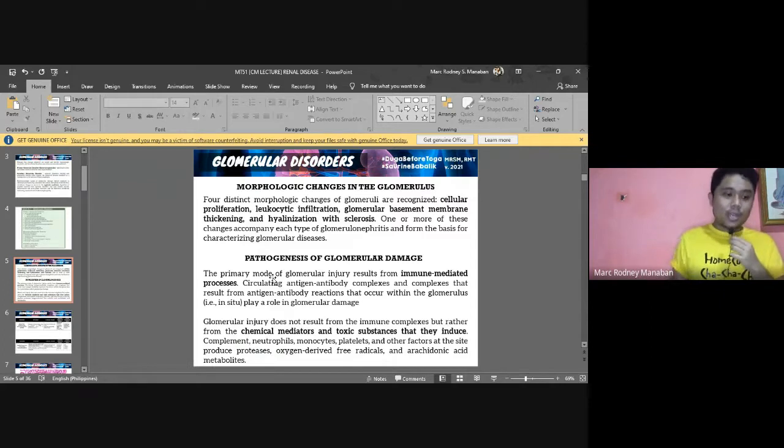So as you can see, as mentioned, glomerular injury does not occur because of the deposition itself, alright? But rather, it's the effect, the chemical mediators and toxic substances that are produced after activating the complement, alright? After the inflammation brought about by the immune system, such as the production of neutrophils, the different WBCs, alright? And their byproducts after digesting and after eliminating those immune complexes.